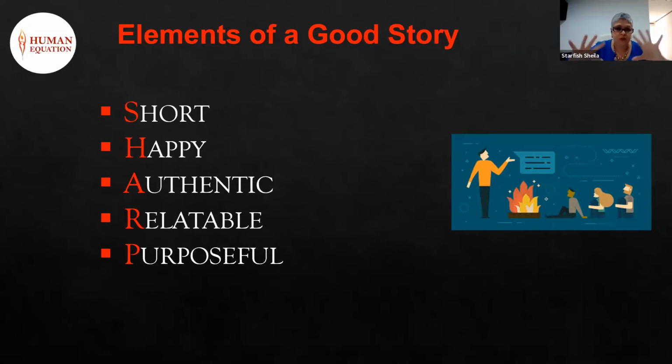So there are two types of stories again. You can have a literal story, meaning your own story, what happened to you, very direct, or you can have a lateral story, which is like a metaphor, like the starfish story that I told you earlier, okay? So, what is the acronym for a good story? I'm going to ask you later to type into the chat box. Not yet, okay? It is short, happy, authentic, relatable, and purposeful. So, remember the word sharp. All right? Remember the word sharp.